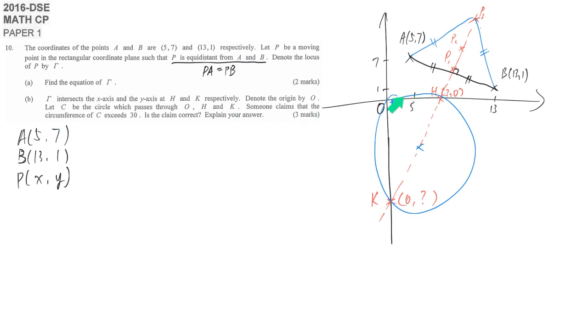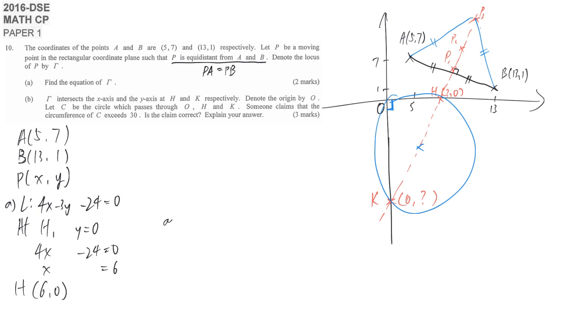So it gives us an idea how we can find the circumference. Circumference means diameter times pi, so we can get the diameter directly, which is HK. But before we use the distance formula, we need to know the x-intercept and also the y-intercept. So consider point H, we know that y is equal to 0. So 4x minus 24 equals 0. We get x equal to 6. So therefore H is (6, 0). And at point K, we know that the x coordinate is 0. So 0 minus 3y minus 24 is equal to 0. y is equal to -8. So K is (0, -8).